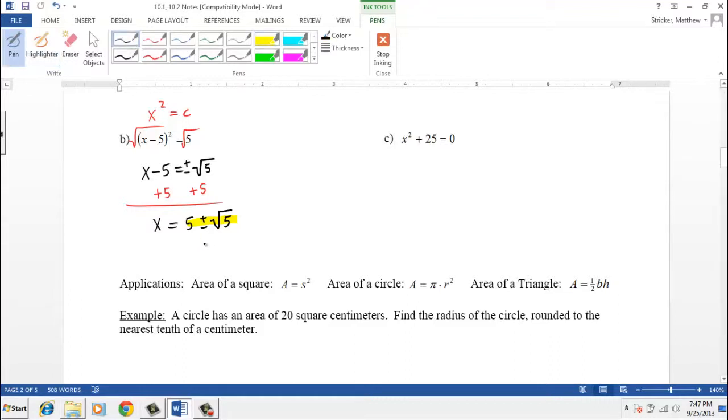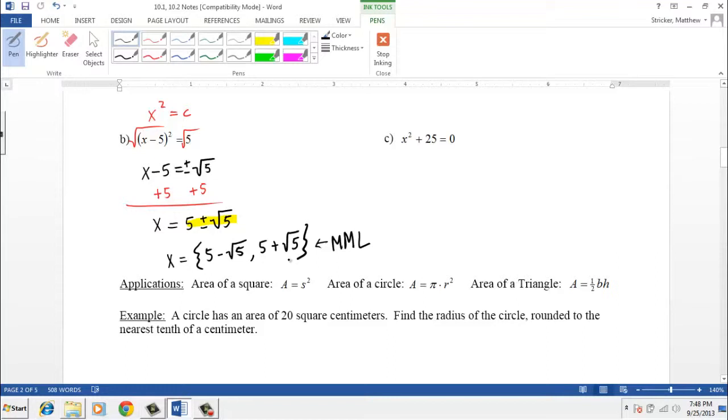So I have two answers here again. I have 5 plus root 5 and 5 minus root 5. And you could leave the answer like this, or you could write the answer as 5 minus root 5 and 5 plus root 5. And I think actually my math lab will ask for this format. So you should be familiar with being able to write your two answers like this as well.